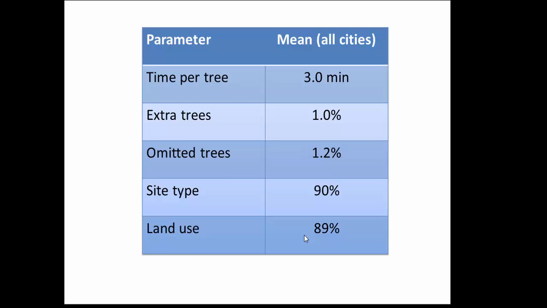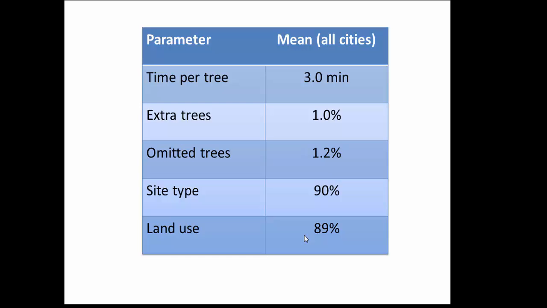So the protocols took only 3 minutes per tree. There were sometimes issues with tree counts, with participants not always agreeing with experts as to how many trees were actually in that predefined several blocks of a neighborhood. There was about 1% extra trees and about 1% missing trees. Different kinds of circumstances led to each, that we tried to document for each city.